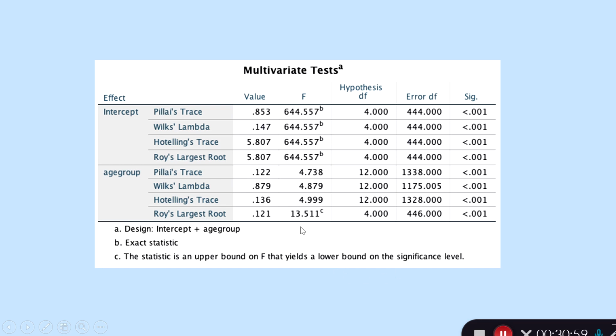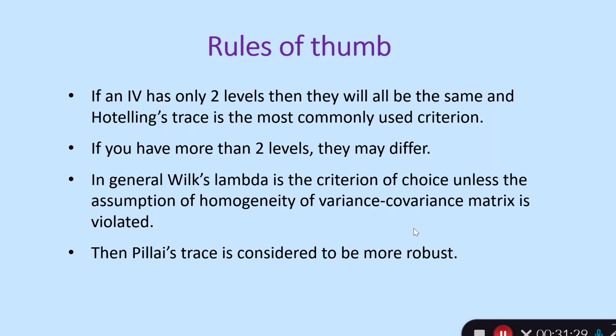And then Roy's largest root, we've got an F value of 13.511, 4 and 446 degrees of freedom, so much lower degrees of freedom, p is less than 0.001. So what we've seen is we've got four F values, they're all statistically significant, so which is the one you should choose? Some are more robust than others. So, some rules for choosing: if this was your output, you can see they're all statistically significant. There are some rules of thumb for choosing which one you should use in which situation.